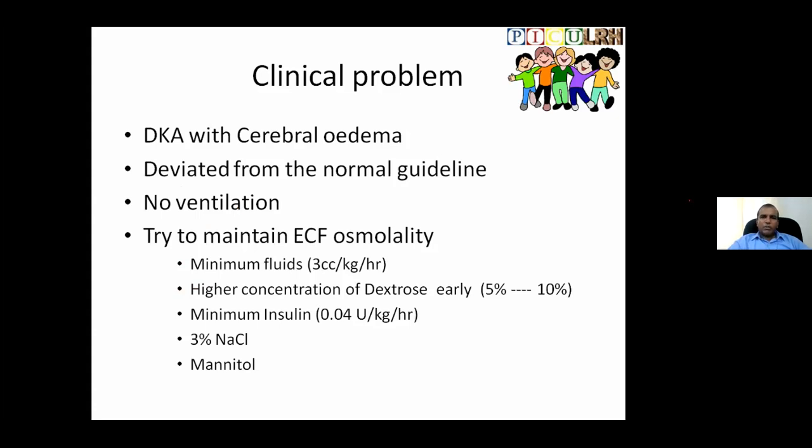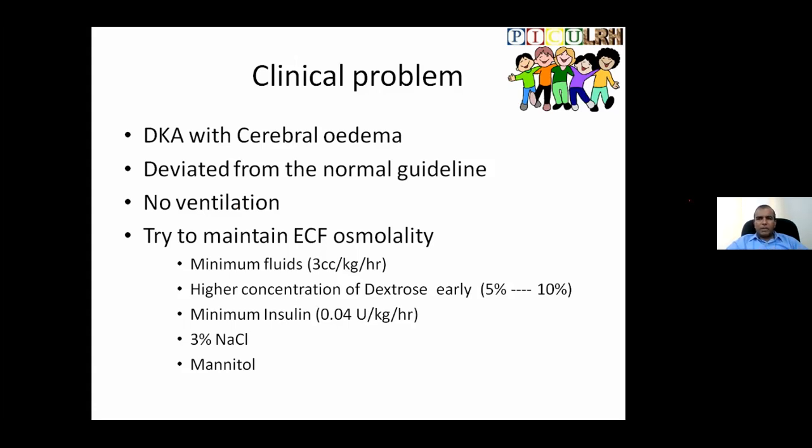So we deviated from the normal guidelines. We decided not to ventilate and to try to maintain extracellular fluid osmolarity from the beginning. We want to increase extracellular fluid osmolarity. So we decided on minimum fluid, and a higher concentration of dextrose early. So rather than giving normal saline, we started from the beginning with 5% and later 10%. Now you can understand what I'm trying to do. I want to give more sugar to increase the osmolarity.